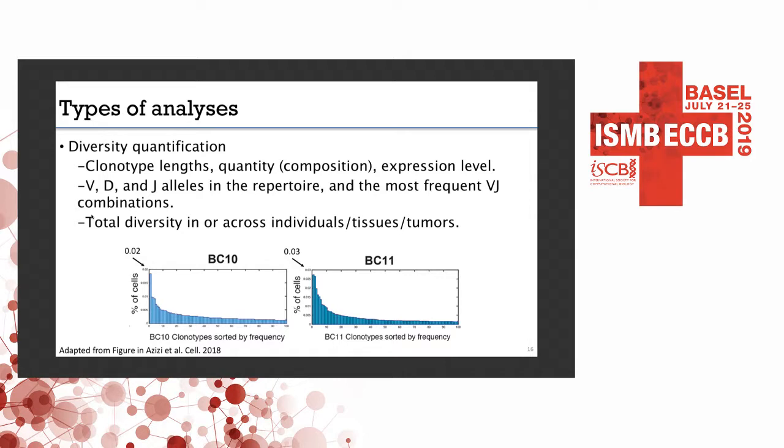And so you can also look at what the V, D, and J alleles are separately, and it's called the immune repertoire when you're looking at all the clonotypes together. You can look at the most frequent combinations. You can also look at the total diversity within an individual, or look across individuals or across tumors, for example. You can see if any of these clonotypes are shared across tumors.